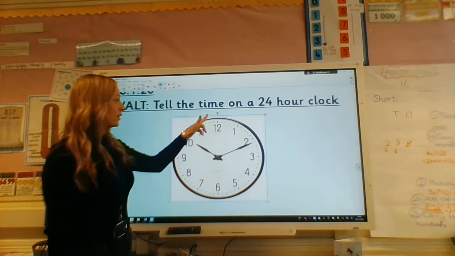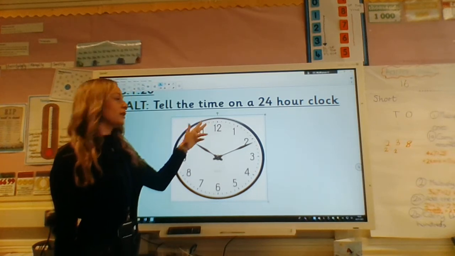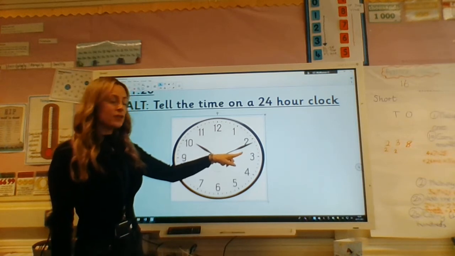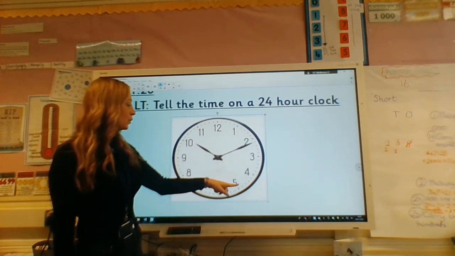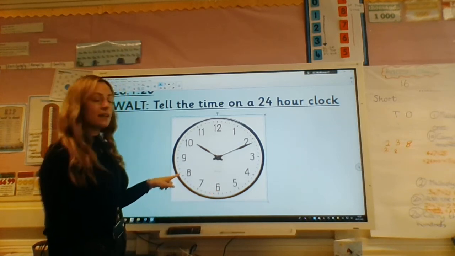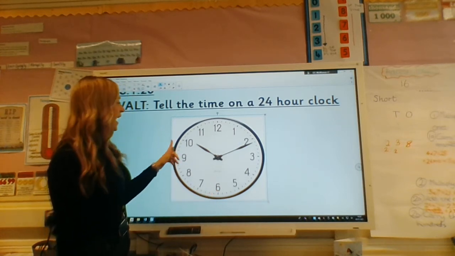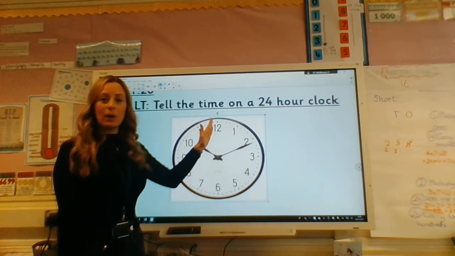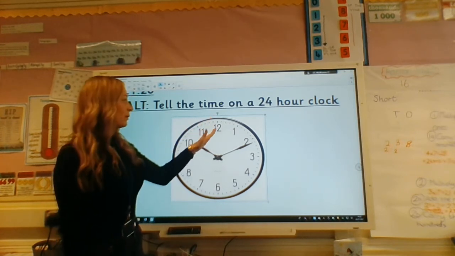This is the second lot of 12, will be 12 o'clock in the afternoon, like when you're having your lunch. And then say 3 o'clock in the afternoon is when you're finishing school. 6 o'clock in the evening is when you're having your tea. Maybe 8, 9 o'clock is when you're going to bed. And then 10 and 11 o'clock is when you should be asleep. And then we're back to 12 o'clock, which would be midnight, which is when we're asleep.